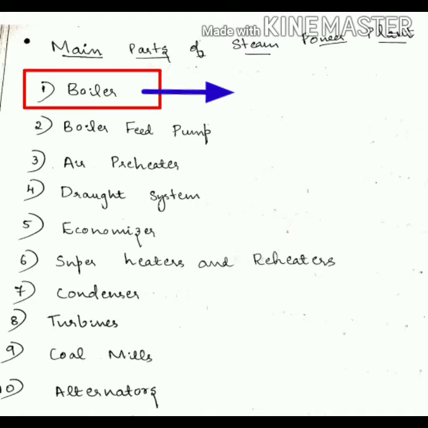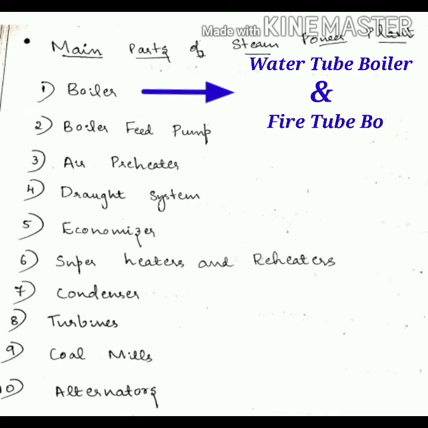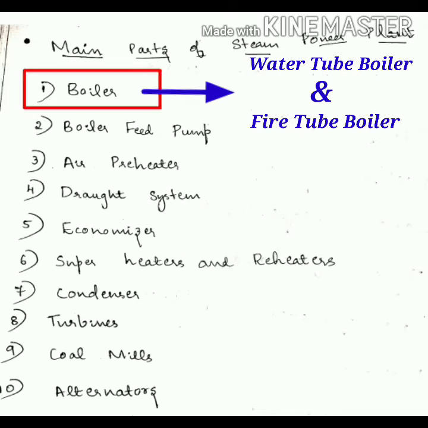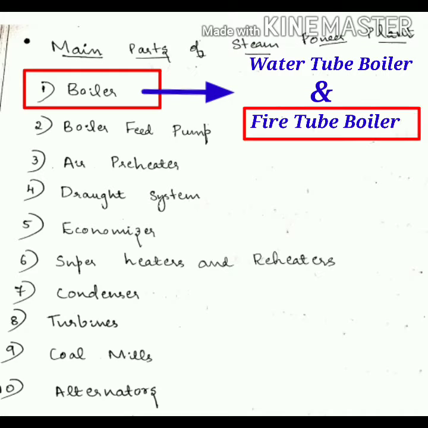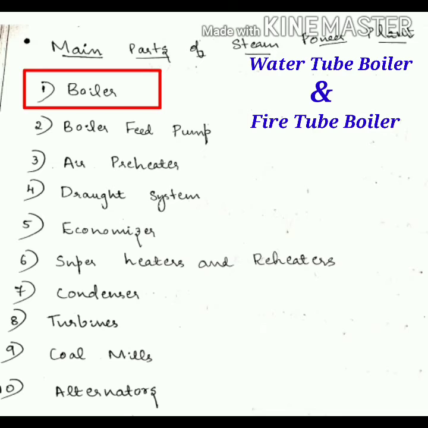We need to explain about the two types of boilers being used. The first one is water tube boiler and second one is a fire tube boiler. So in water tube boiler, the water flows in tubes and fire is outside. And in fire tube boiler, fire in tubes and water is outside. So these are the two differences.